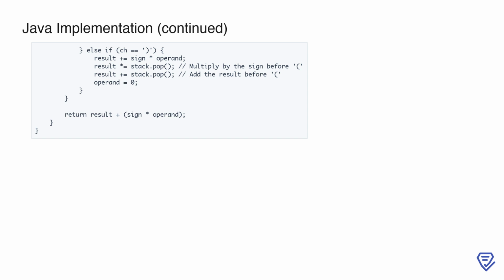Once the loop is complete, we return the cumulative result, including any remaining operand multiplied by its sign. This ensures the method handles cases where the expression ends with a number. This implementation efficiently handles nested expressions using a stack and maintains clarity by processing each character sequentially.